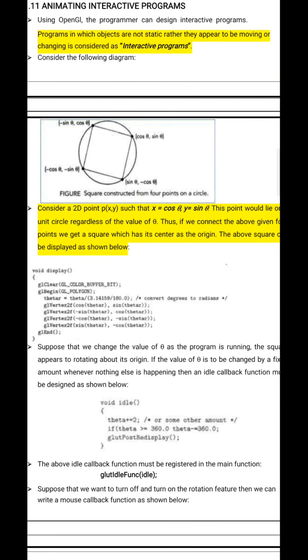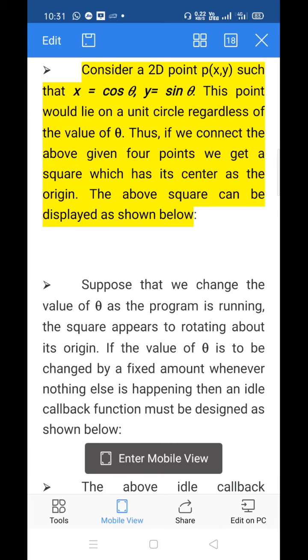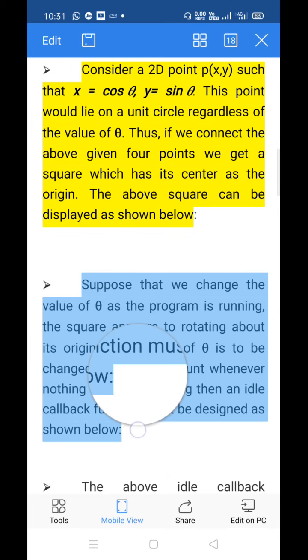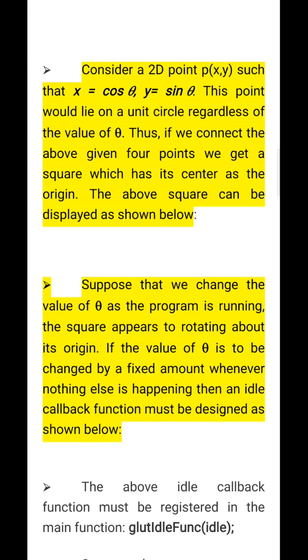And once the value of theta, that is the angular displacement value, is changed, what will happen? Recall your spin cube program. Once the angular displacement, the angle, is updated, the model will be updated, isn't it? Same thing is explained here, right? Just go through these statements. Suppose that we change the value of theta as the program is running, the square, that is the model you have constructed, appears to be rotating about the origin.